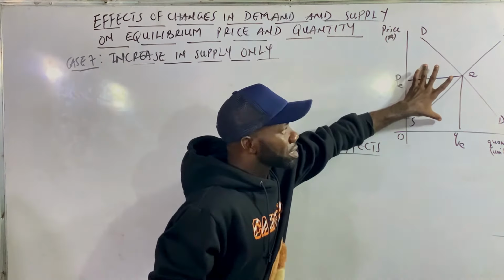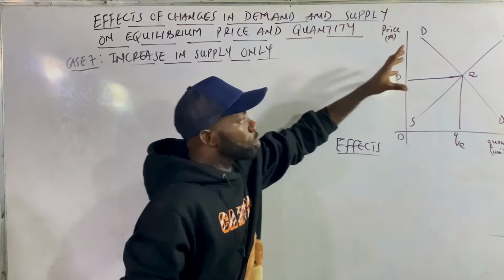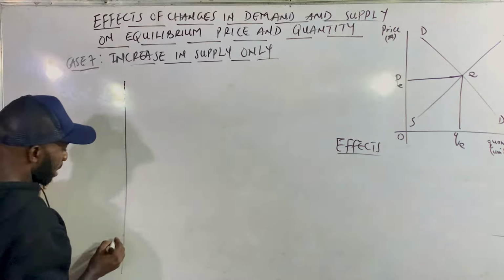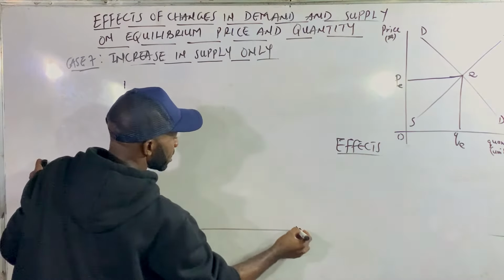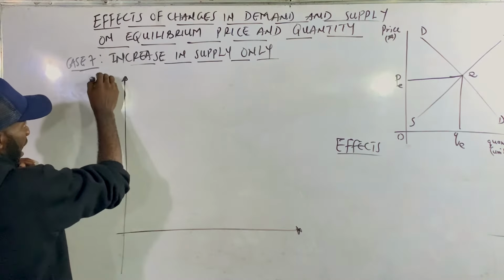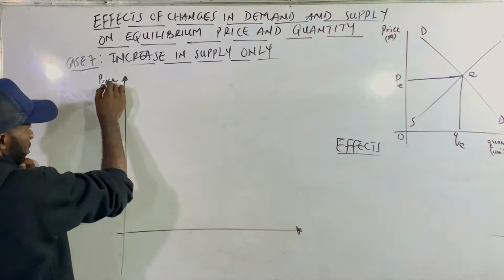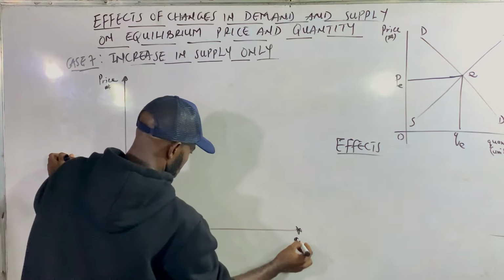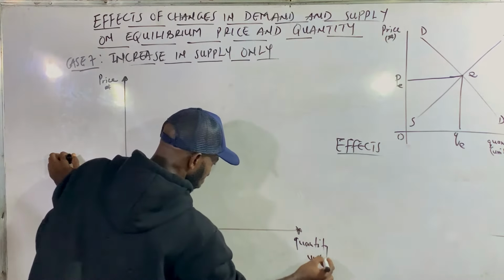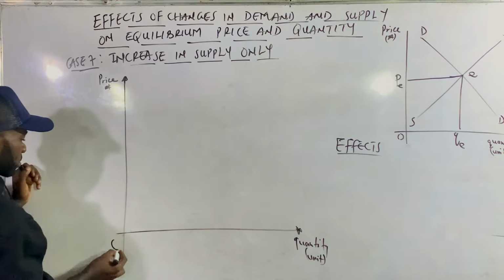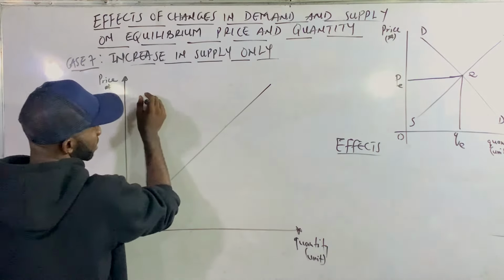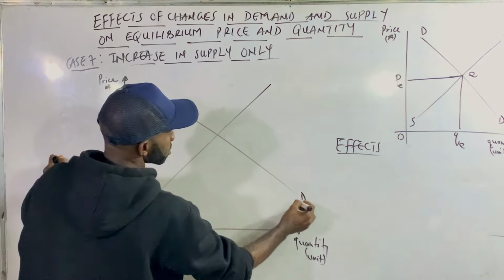Don't forget the equilibrium point. So bring back this equilibrium point, re-establish it, and then we can move on from there to obey that instruction. So I have my price, and then my quantity in units. This is the supply, this is the demand curve.